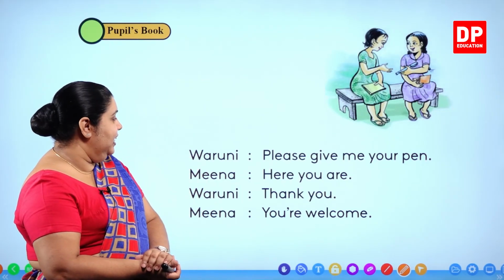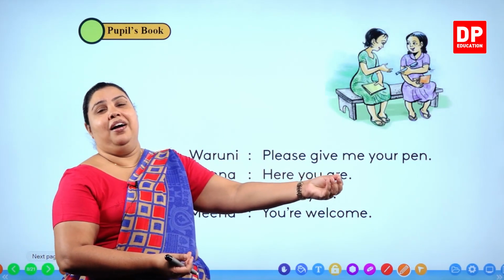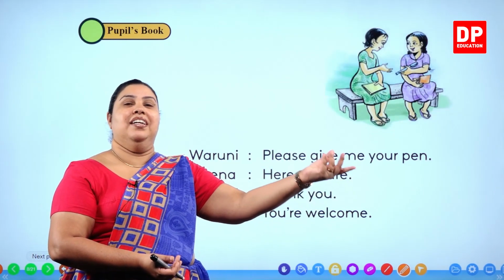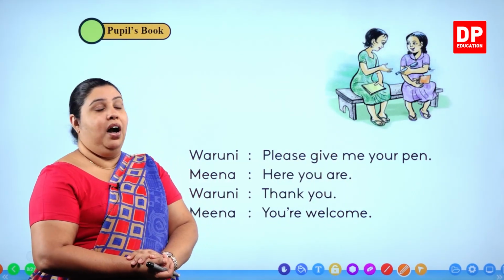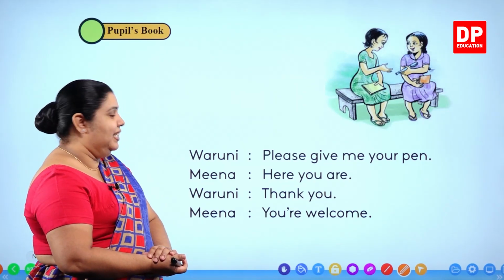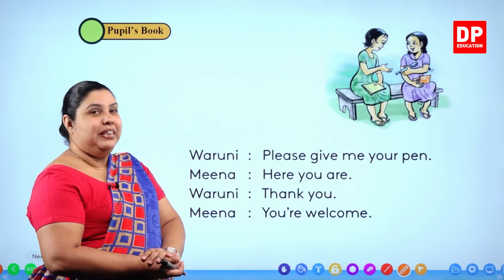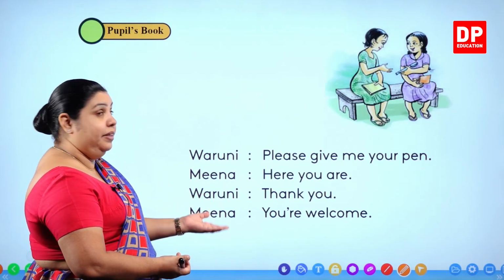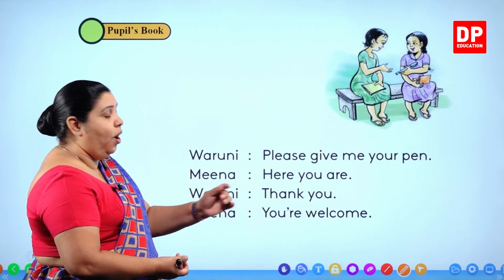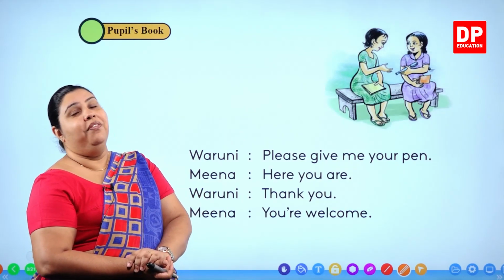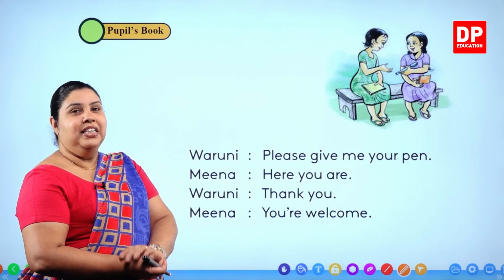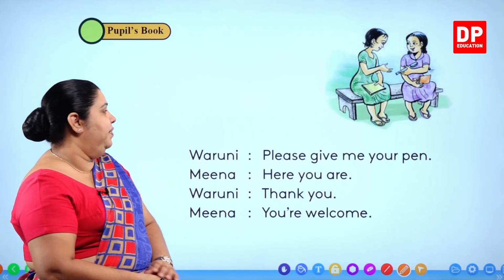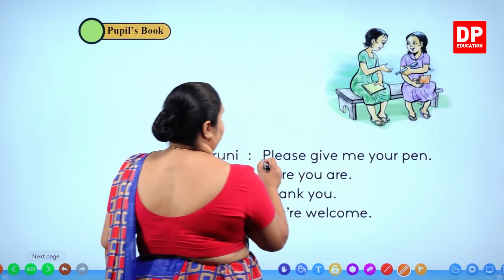Then Meena says, here you are. Here you are. Then Varuni says, thank you. Thank you. Then Meena says, you're welcome. You're welcome. Right? Now what are the magic words we have here? Please.